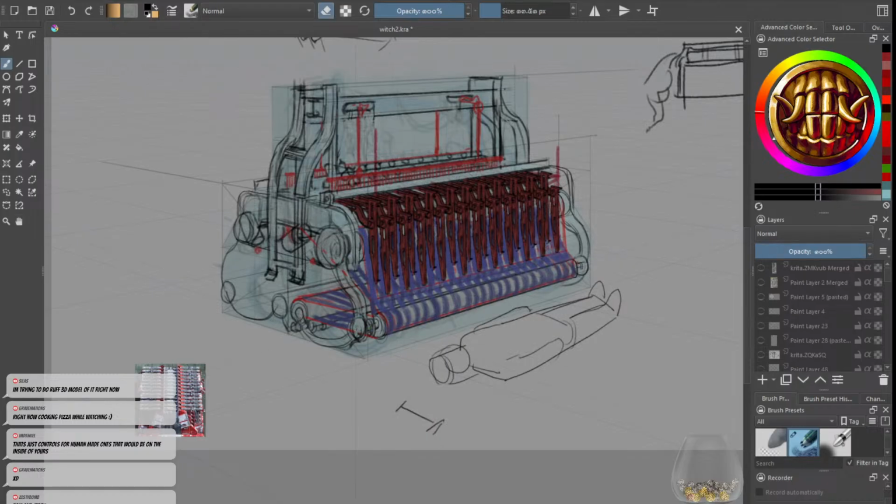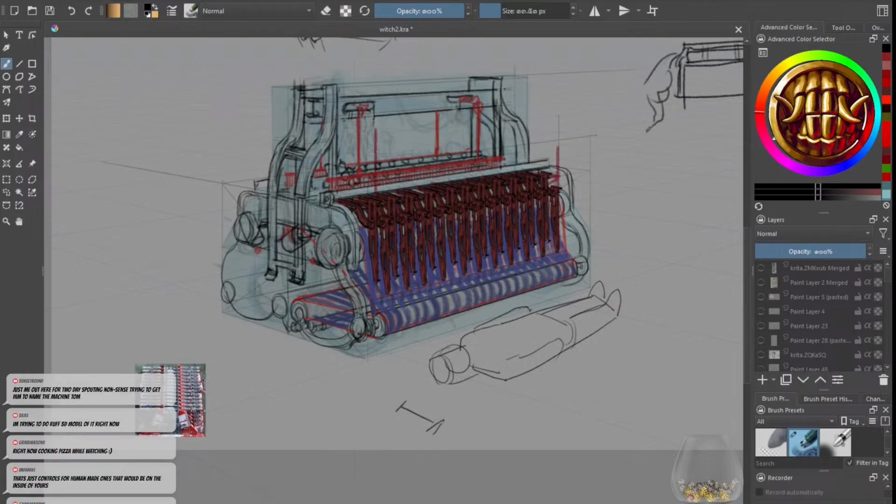I'm trying to do a rough 3D model of this right now. Oh god. Good luck. Good luck. Sorry. Why are you doing this to yourself?